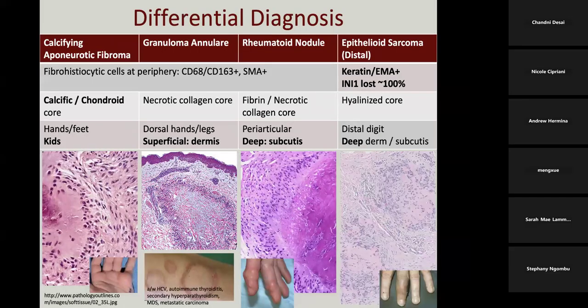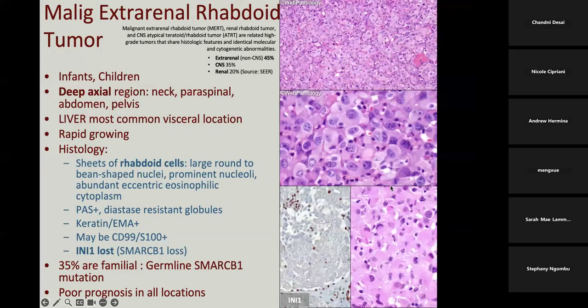However, your differential diagnosis with a distal epithelioid sarcoma that might resemble a granuloma include things like rheumatoid nodule in adults, which is just histiocytes and giant cells. Similarly, with granuloma annulare in the skin, histiocytes and giant cells. And as we saw earlier, calcifying aponeurotic fibroma, this is more going to be in a child. Of course, epithelioid sarcoma will be obvious when you stain it with keratin and EMA and INI1, because you will do that.